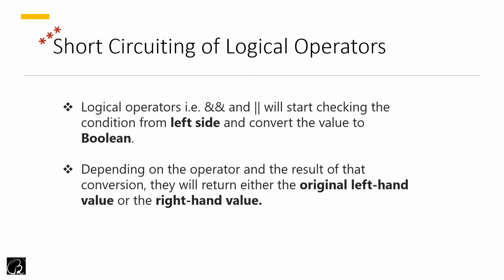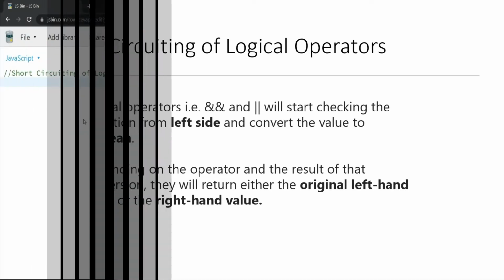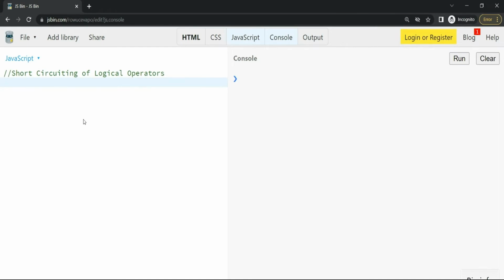Now, let me give you some examples, then it will be very clear to you. Again, I am back in JS Bin, short circuiting of logical operators. So let's say I am taking one variable that is called message. I have to show some message, and that message is, let's say, learn JS from scratch. Now it is very simple, right? If I want to show this message to the console, I'll just write console.log then message. That's it. So I will get the message.